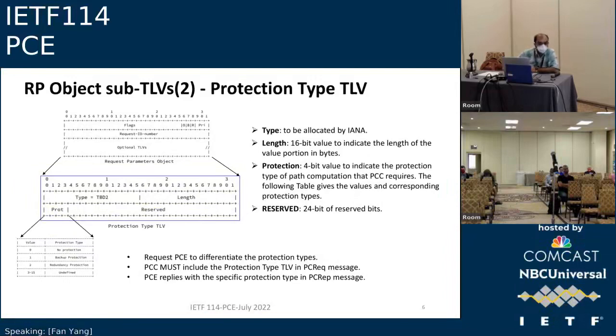The second sub-TLV is called the protection type TLV. We use a 4-bit value to indicate the protection type of this path computation, because the redundancy protection is actually a protection mechanism. So we think, based on the previous protection mechanisms, we actually introduce a new mechanism for the protection, so it might need some modification to define the protection type. So here we introduce a new TLV.